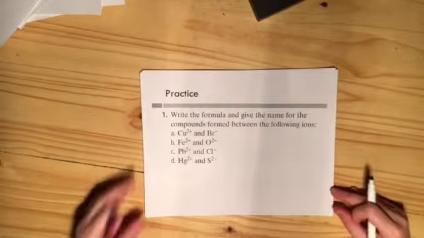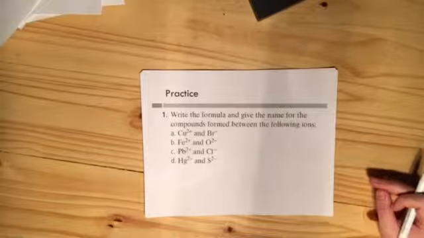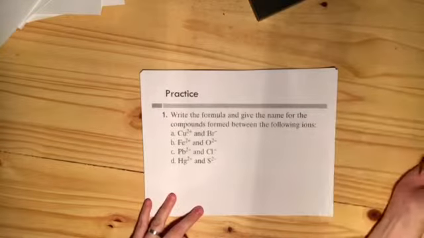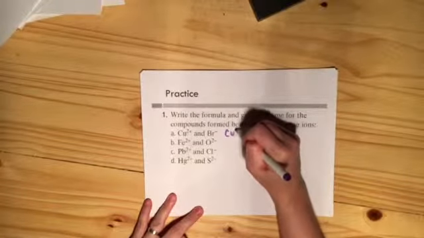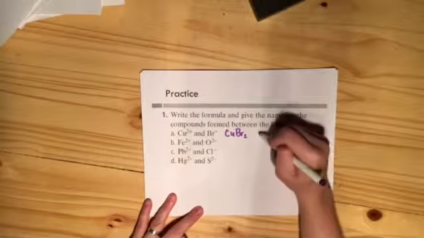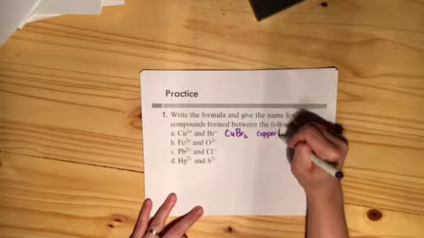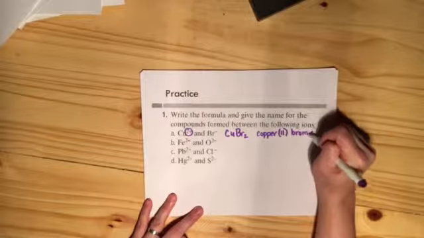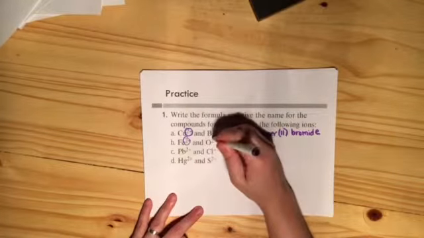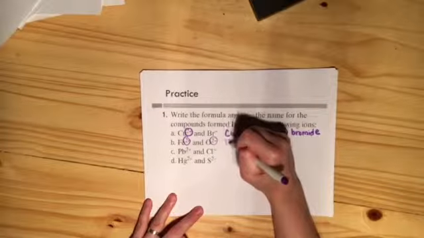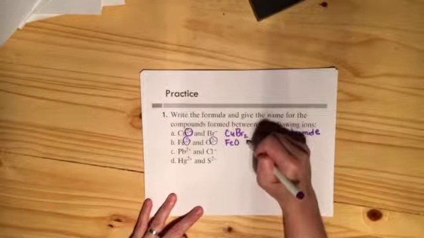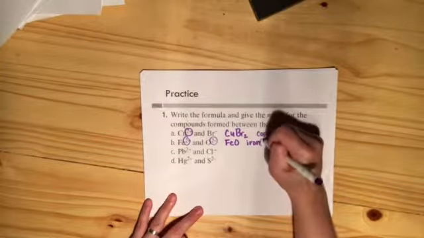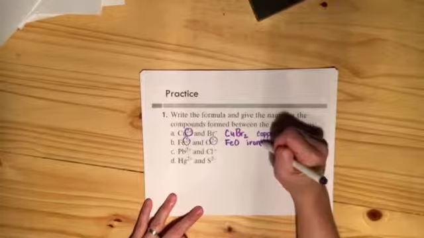Here we want to write the formula and give the name for the compounds. So these are a bit easier because they're giving us the ions, so then we know what the charge is. And so when we put this together, we've got CuBr2, and that's going to be copper, the charge is 2, bromide. Here we've got iron 2 plus, oxygen 2 minus. We just need 1 of each. And so this is iron oxide, but I need to put the charge. It's 2.